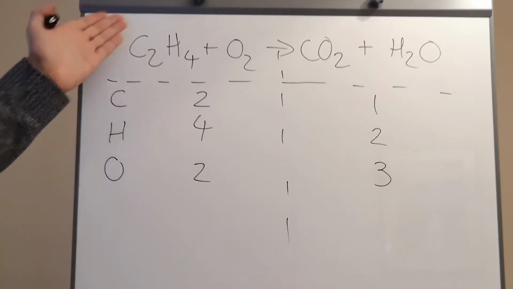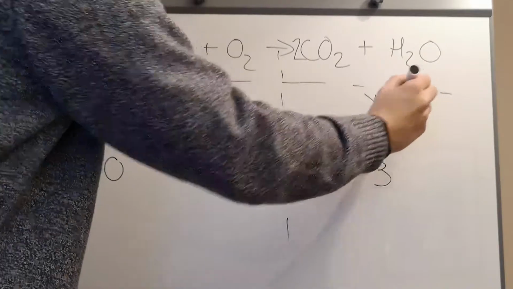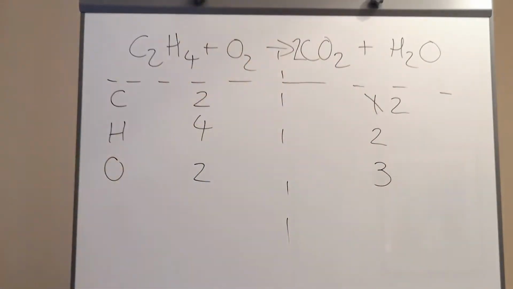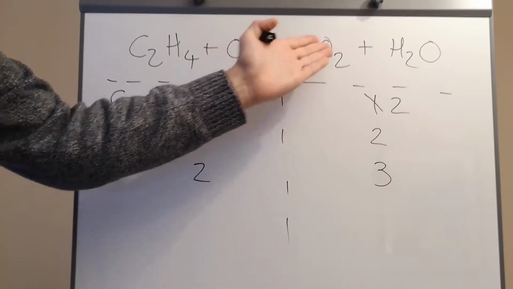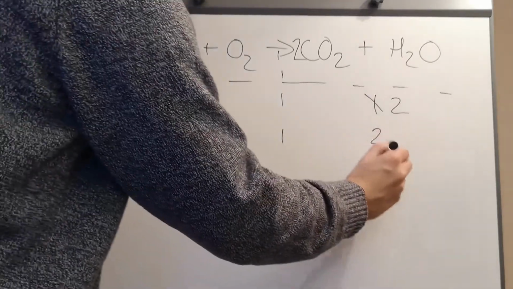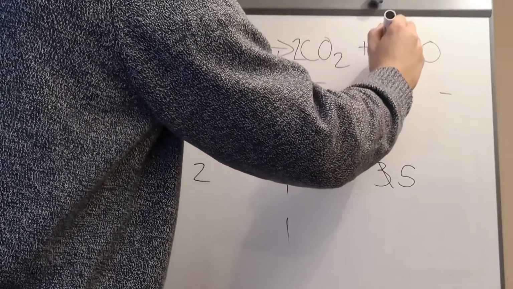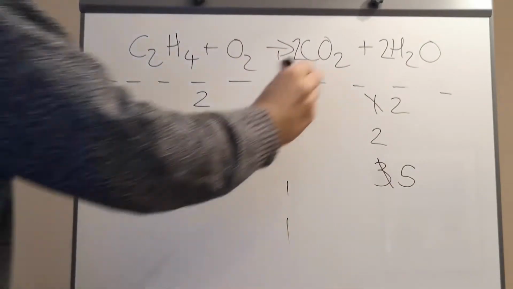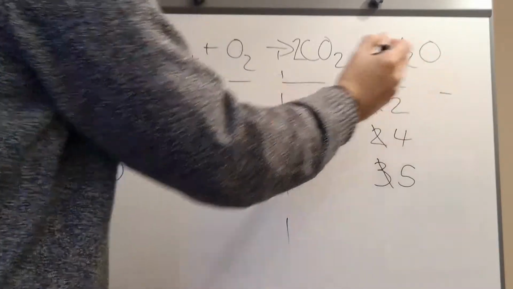Starting with carbon, we can simply times carbon dioxide by 2 to make our carbons equal on the left and on the right. But we've now got 2 lots of carbon dioxide, which means I've got 2 lots of 2 oxygen, plus the 1 from water means that in total I have 5 oxygen atoms. Hydrogen, 4 on the left, but only 2 on the right. So if I times this whole molecule of water by 2, that means I end up with 2 lots of 2 hydrogen atoms, but also 2 lots of oxygen.